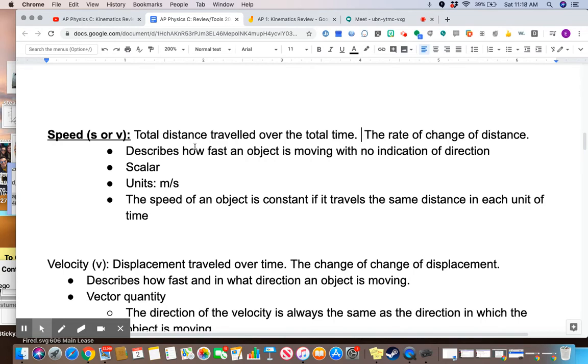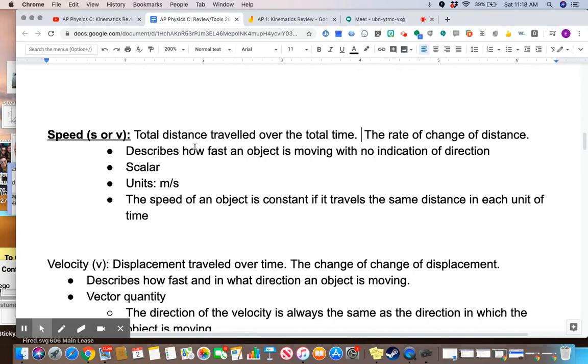We don't actually take it into account because speed is a scalar quantity. An easy way to remember that: s in scalar, s in speed. The units we use to measure speed are meters per second. Unfortunately, sometimes books and tests will use the word speed when they mean velocity, so please be careful.